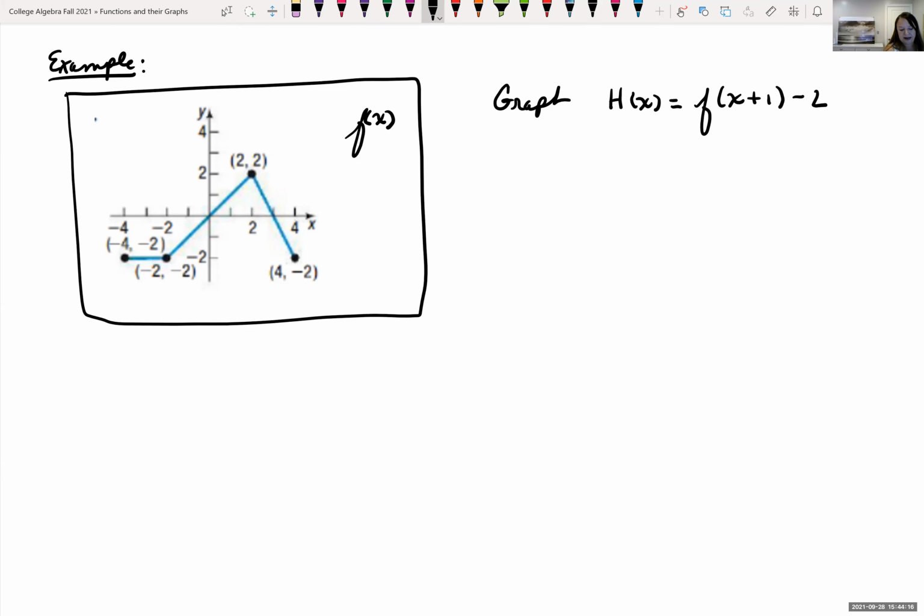So let's think about our new points. So if we had (x, y) on our graph of f of x, what would our new points be on our graph of h of x? Well, if we are going to the left one, that means I have to subtract 1 from my x value. And I am going down 2. So I'm going to subtract 2 from my y value.